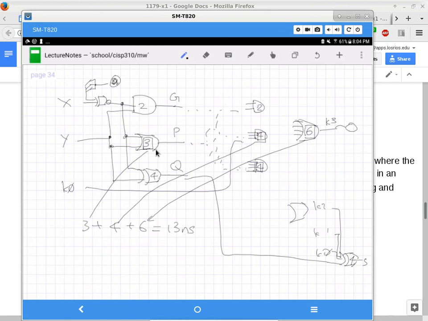So how do you explain it's not 2, but it's 3? It's because the G and the P terms are both needed for these gates in order to compute the output of the AND gates. So if they're both needed, whichever one is going to come slower is limiting the overall calculation. Is that okay or not? Yep.